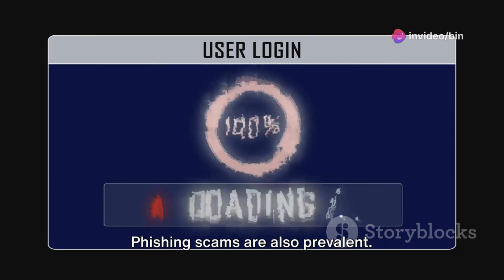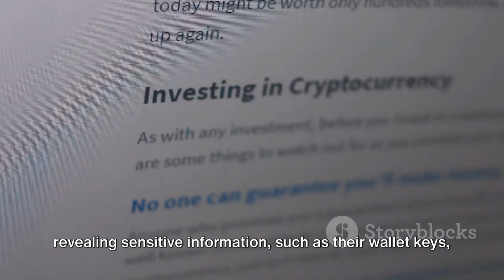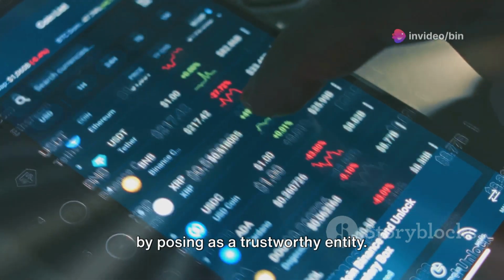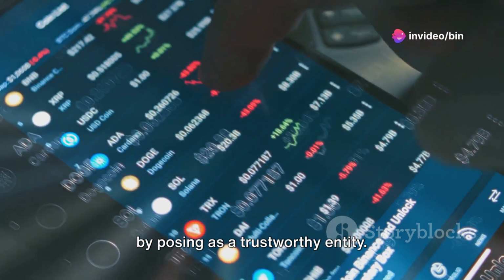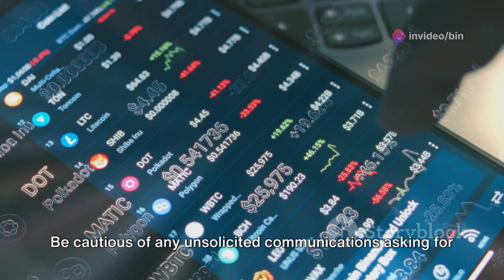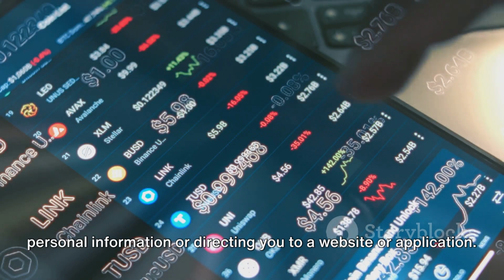Phishing scams are also prevalent. These involve fraudsters tricking individuals into revealing sensitive information, such as their wallet keys, by posing as a trustworthy entity. Be cautious of any unsolicited communications asking for personal information or directing you to a website or application.